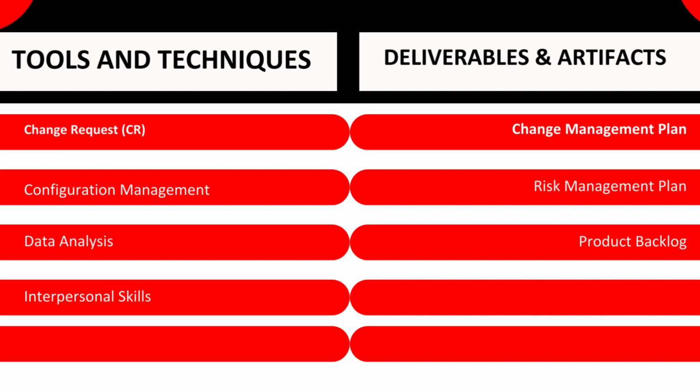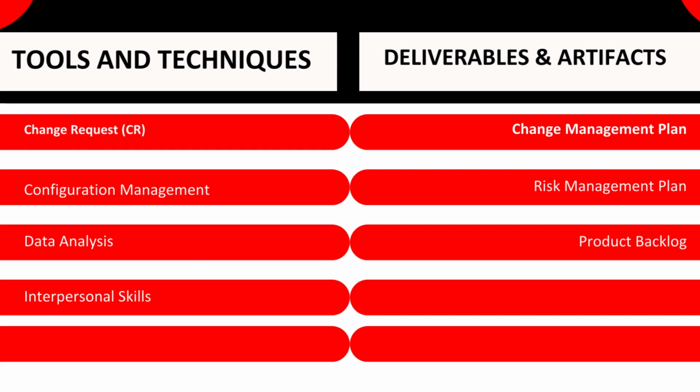This includes corrective and preventive actions, setting control limits and thresholds, and risk management. Corrective and preventive actions are taken to address identified risks and issues. Control limits and thresholds are used to monitor project performance and identify potential problems early on. Risk management is the process of identifying, assessing, and mitigating risks.